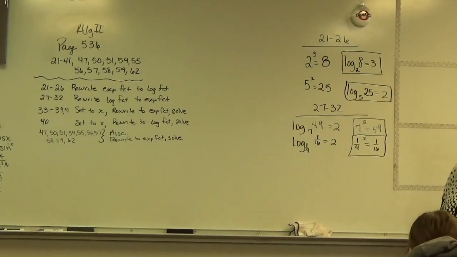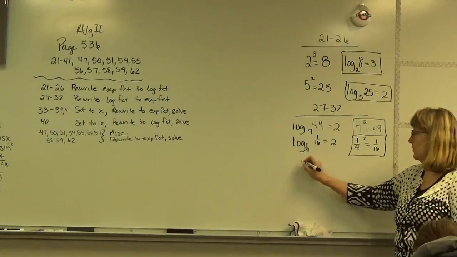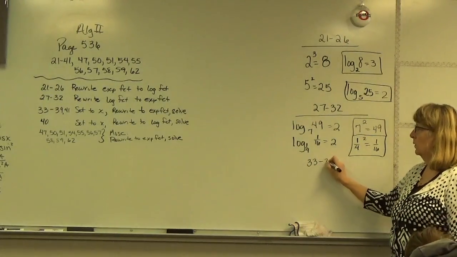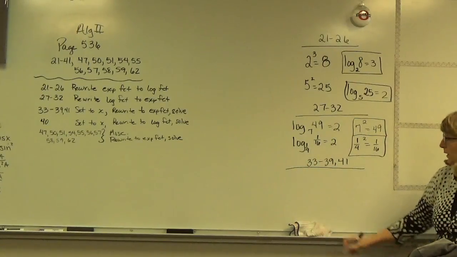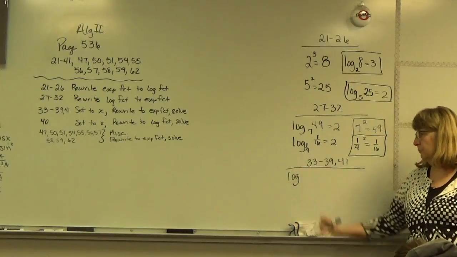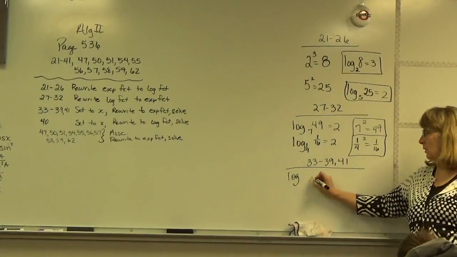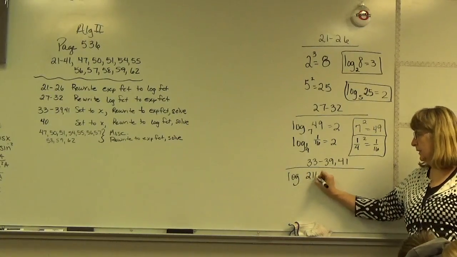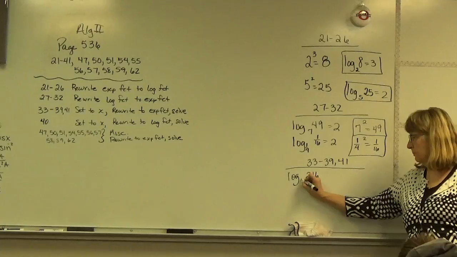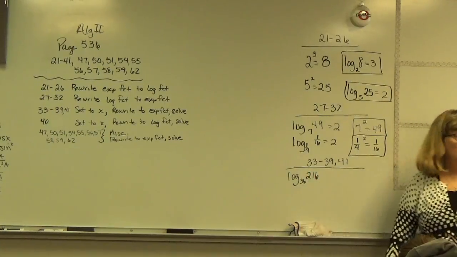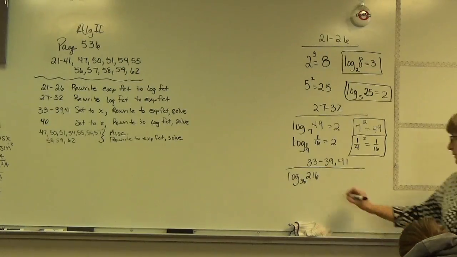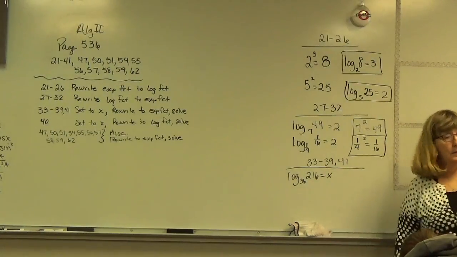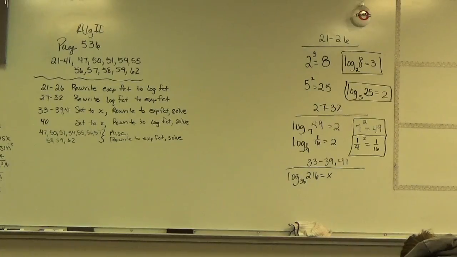The next group is 33 through 39 and 41. And you guys probably remember doing these. If I have the log of 216 base 36, what's my first step? Set it equal to x. Set it equal to x. And then, Andelin, how would you rewrite that as an exponential function?